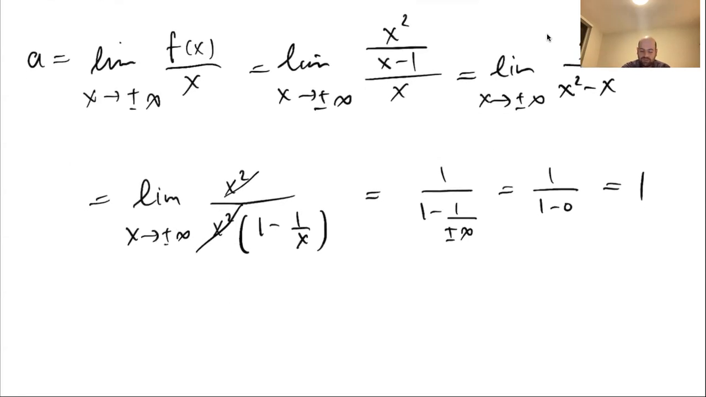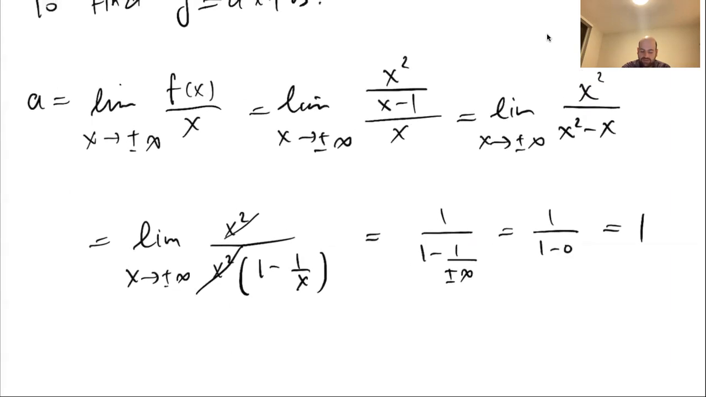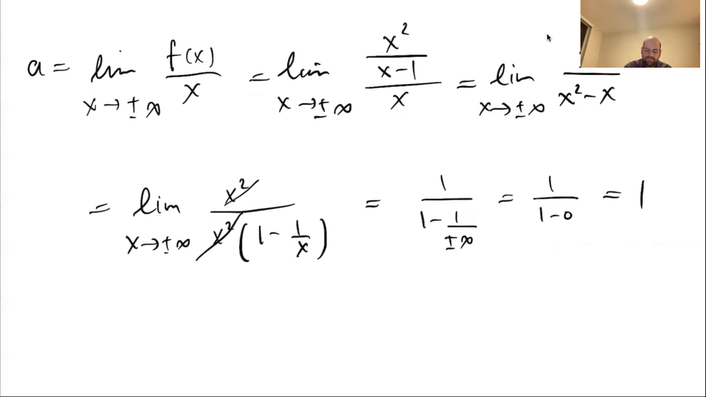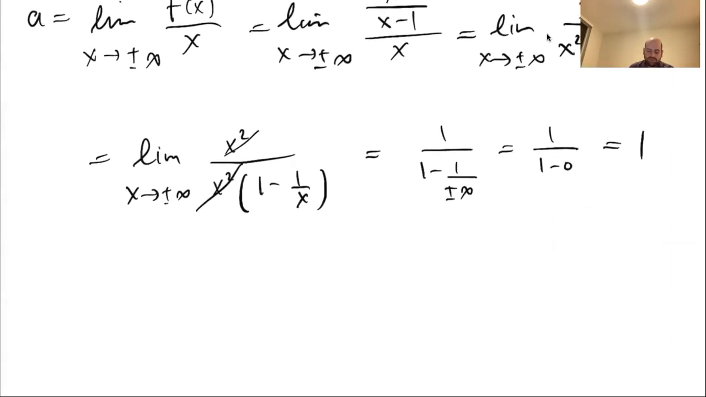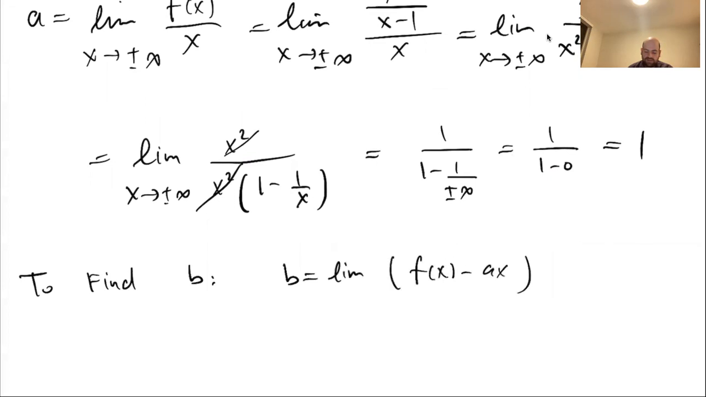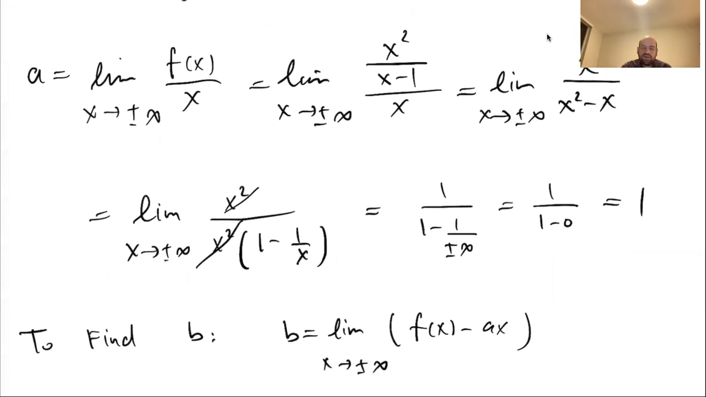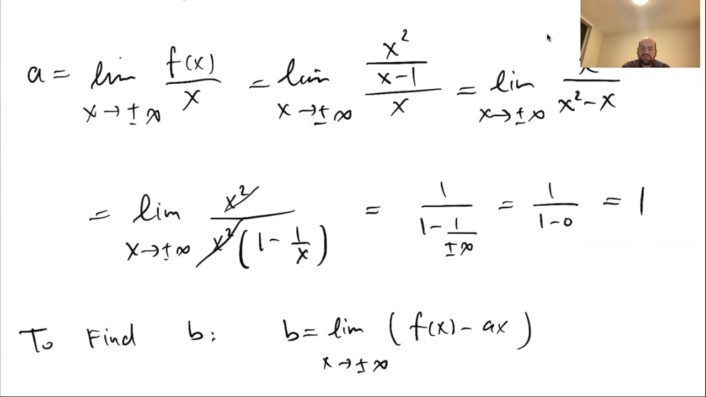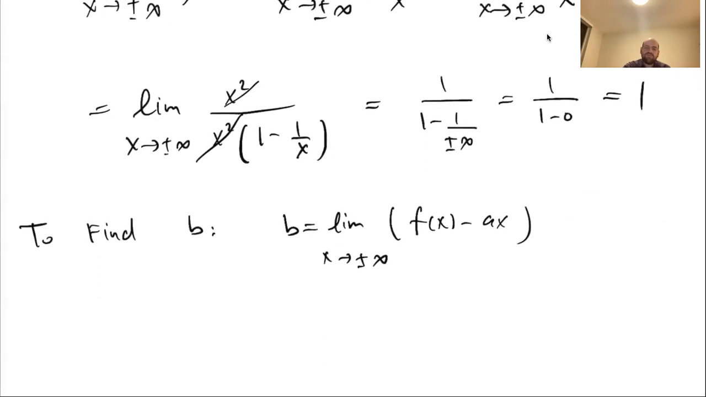Okay. Now, how can I find b? A is 1. How can I find b? B is equal to the limit of f of x minus ax, as x goes to plus minus infinity. Okay, so please remember, a is the limit of f of x over x. B is the limit of f of x minus ax.